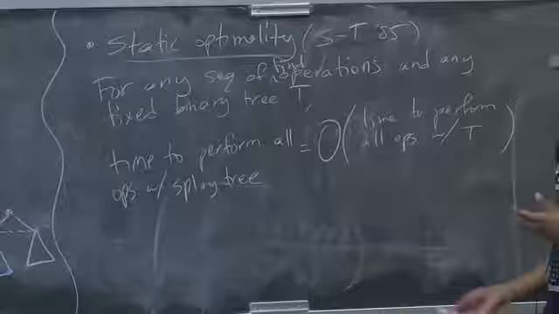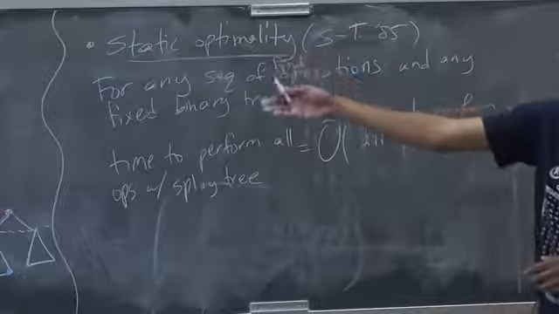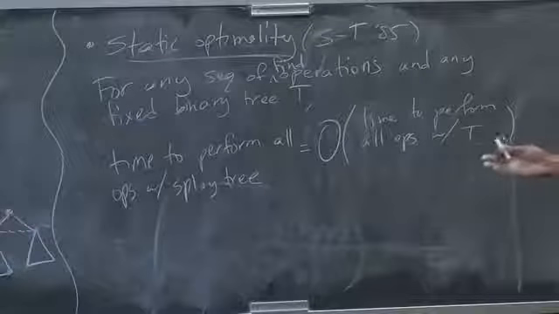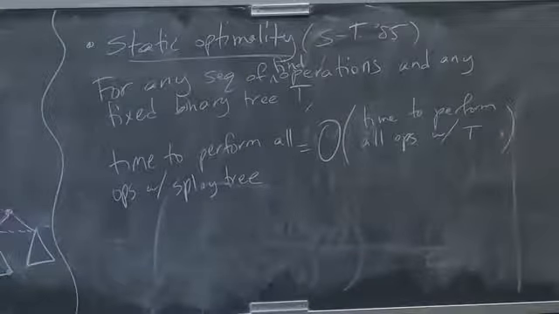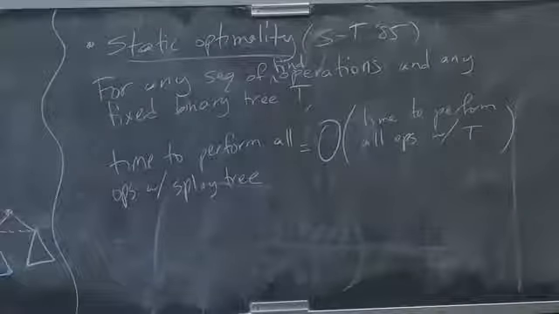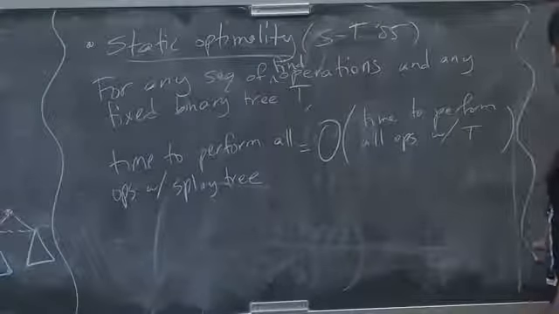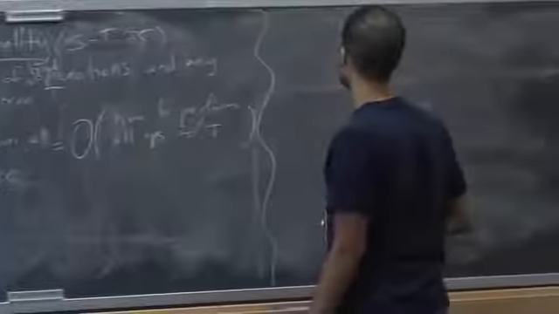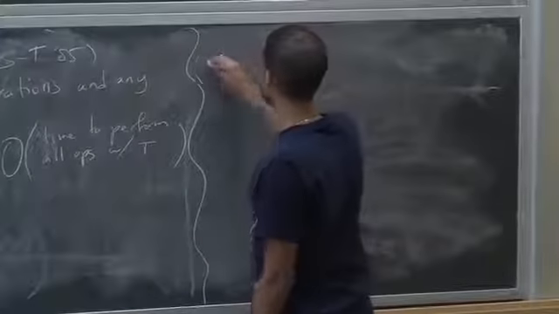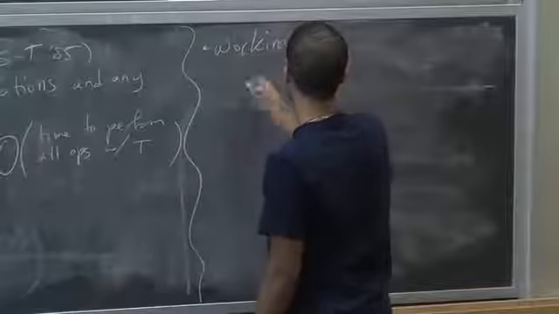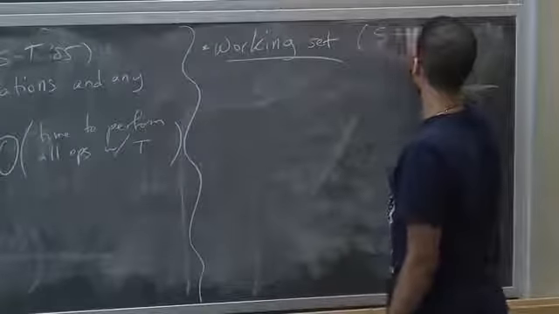But splay trees don't know the future, right? I showed you exactly how find works. It doesn't know what the future operations are going to be, yet the time that a splay tree takes to perform all these operations is within a constant of the best tree, right? It's within a constant of any tree, in particular the best tree for that sequence. So that's static optimality. There are other properties that splay trees have. One other one is called the working set property. This is also in Sleator and Tarjan.